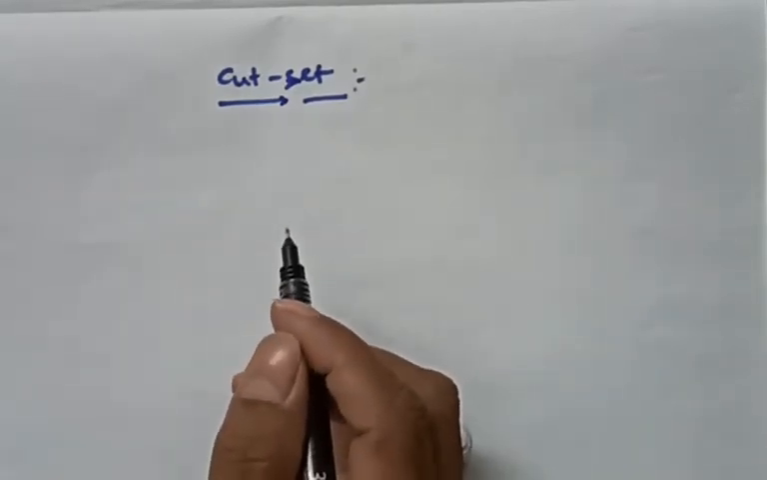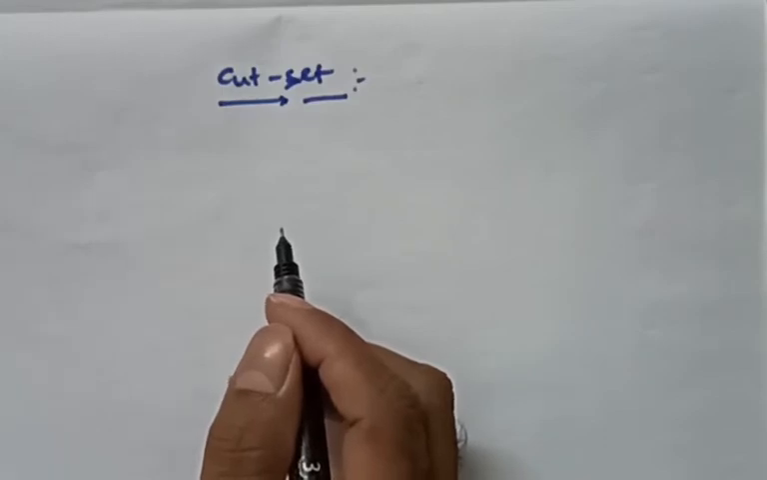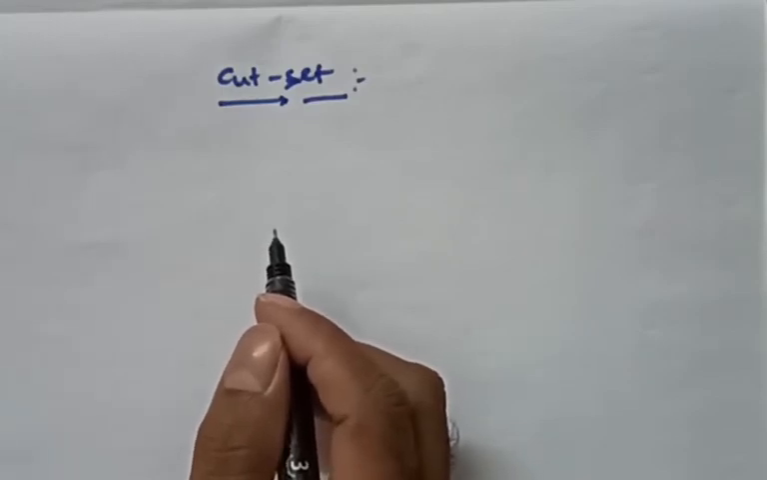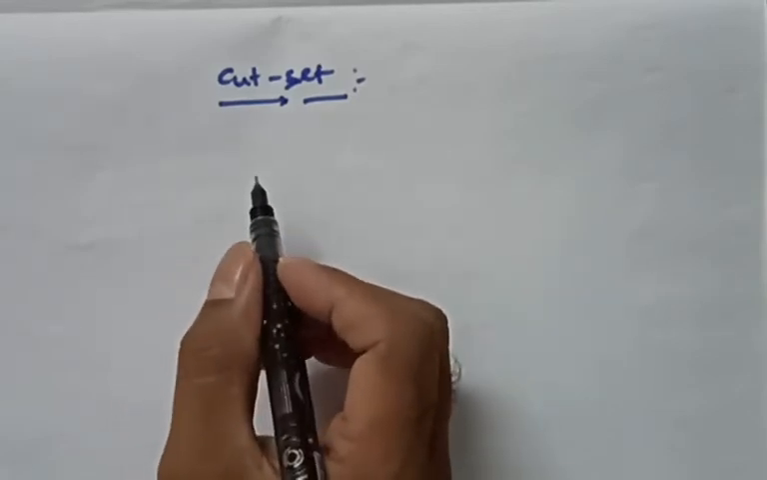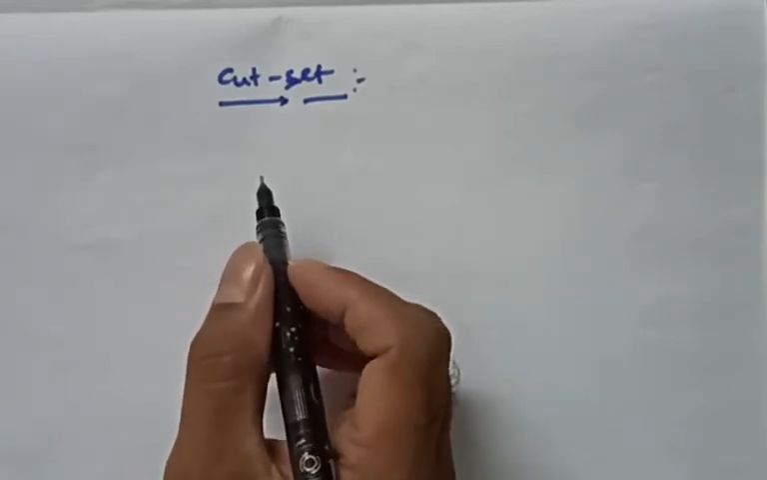So in last class we discussed how to write the tie set matrix and incidence matrices for the given graph. In this class we are going to discuss cut set matrix.